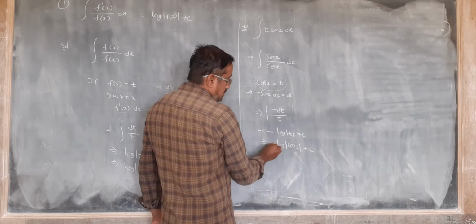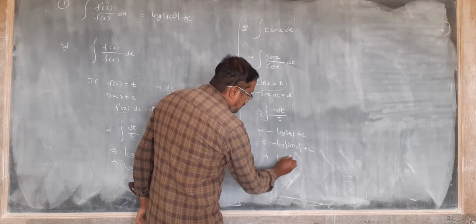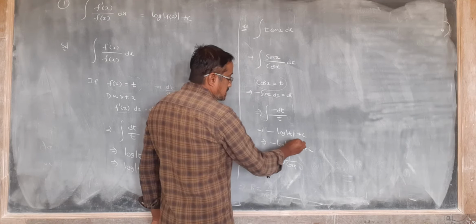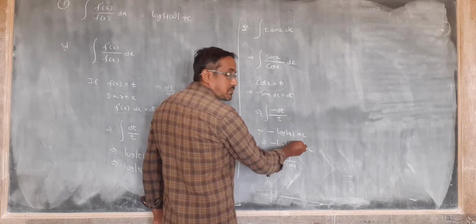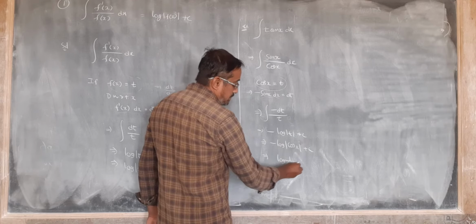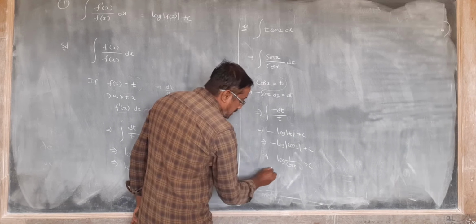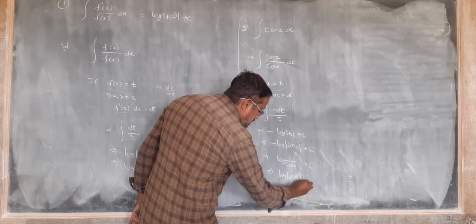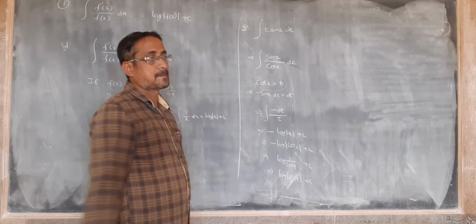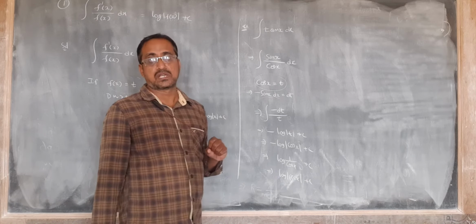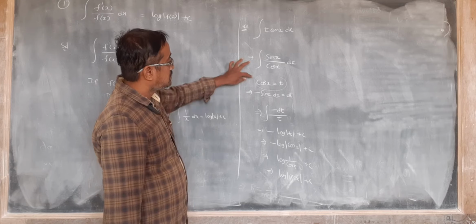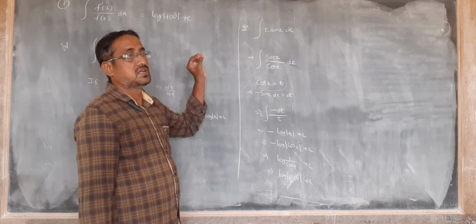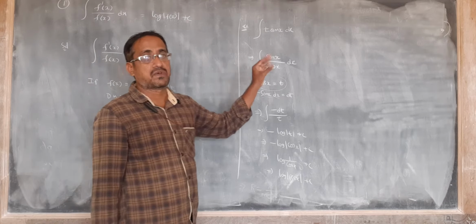But this can be written as log of 1 by cos x. This minus goes here as the power minus 1. So it can be written as log mod 1 by cos x plus c, and 1 by cos x is secant x. So log mod secant x plus c. So that is how we use the substitution method. Here we have substituted cos x as t. You need to observe the different derivatives of functions.